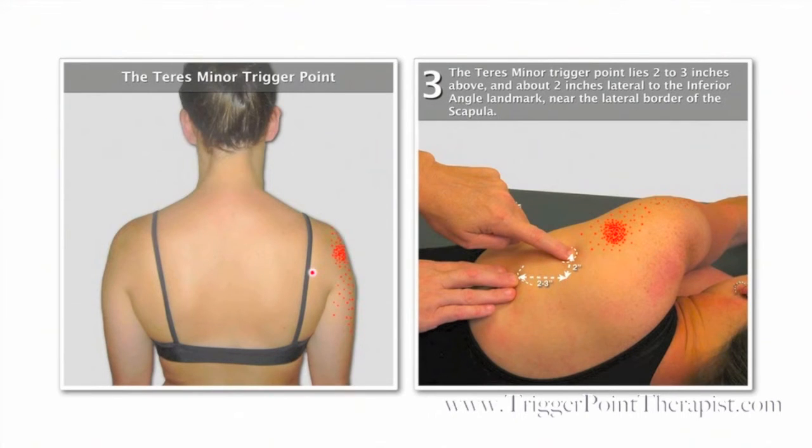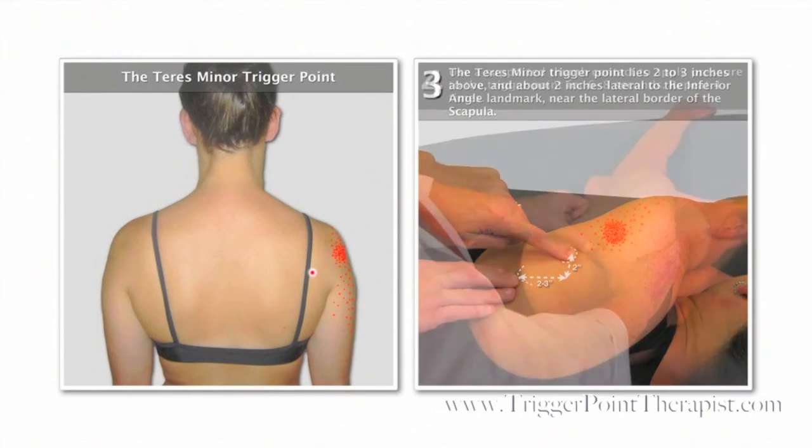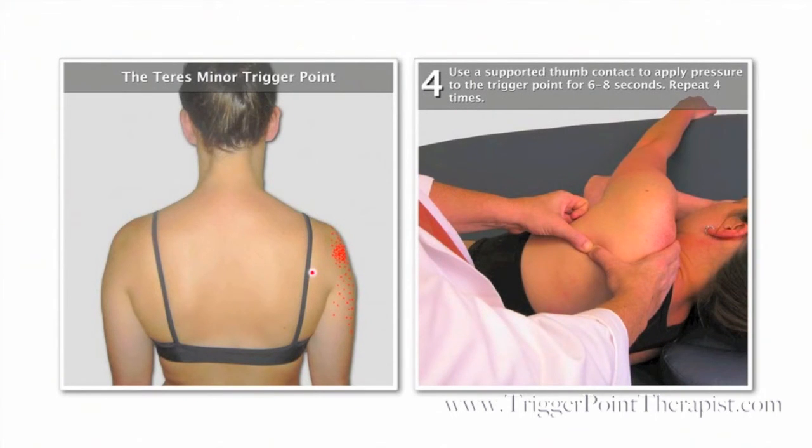The teres minor trigger point lies 3 to 4 inches above the inferior angle landmark near the lateral border of the scapula. This trigger point refers a well-localized spot of pain and tenderness on the posterior shoulder region. Use a supported thumb contact to apply pressure to the trigger point for 6 to 8 seconds and repeat 4 times.